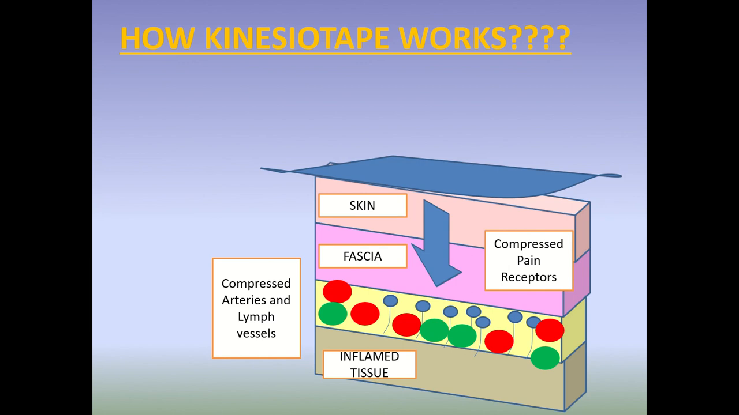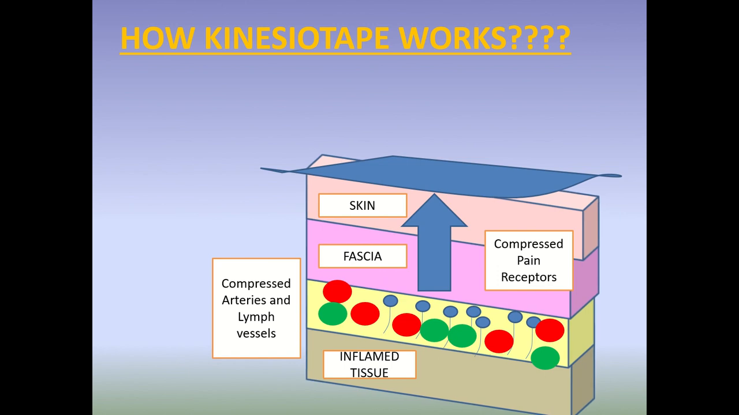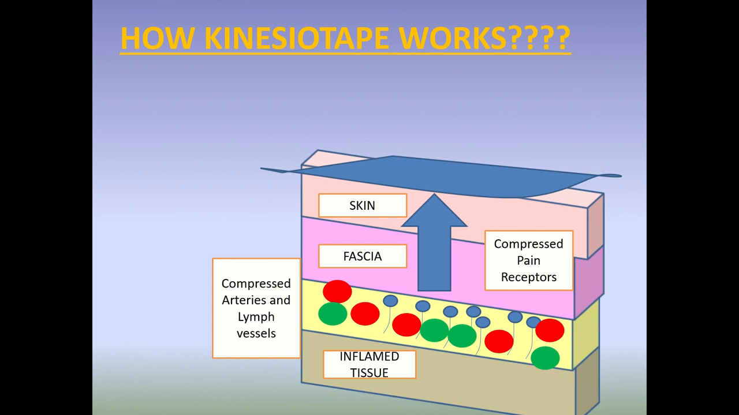When the kinesiotape is applied in such a direction on the skin, the kinesiotape thus pulls the skin and fascia towards it, as you can see in the diagram. This pull exerted by the kinesiotape indirectly decompresses the arteries and the lymph vessels, along with which irritation of the pain receptor is stopped, thus leading to dilatation of the arteries and the lymph vessels and uncompressed pain receptors.